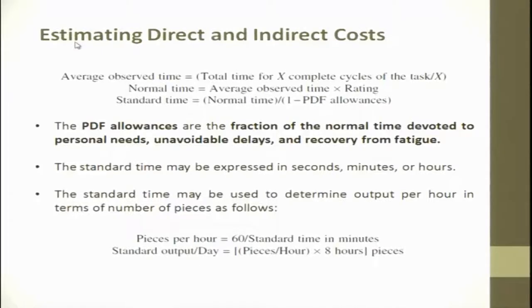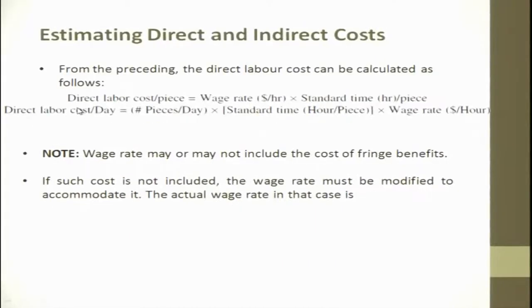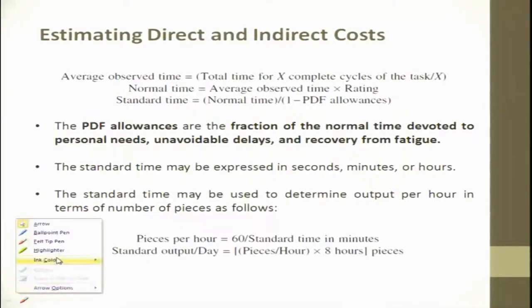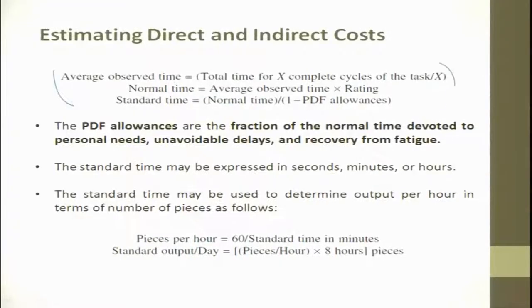The next topic of discussion is estimating direct and indirect cost. As we have already seen, average observed time is the total time of x complete cycles of the task divided by x. Normal time is average observed time into rating. Standard time is normal time divided by 1 minus PDF allowance. All these things are very important. Please remember these formulas. There can be questions in the examination.